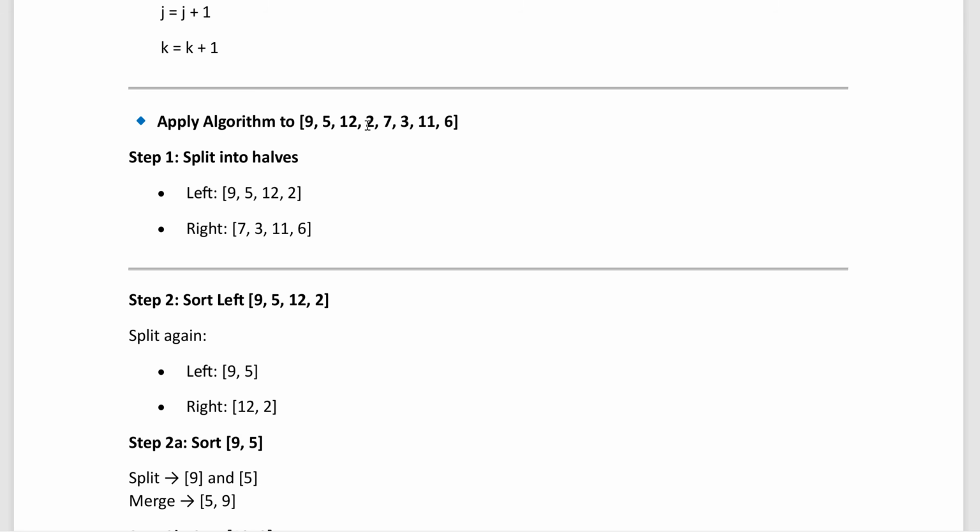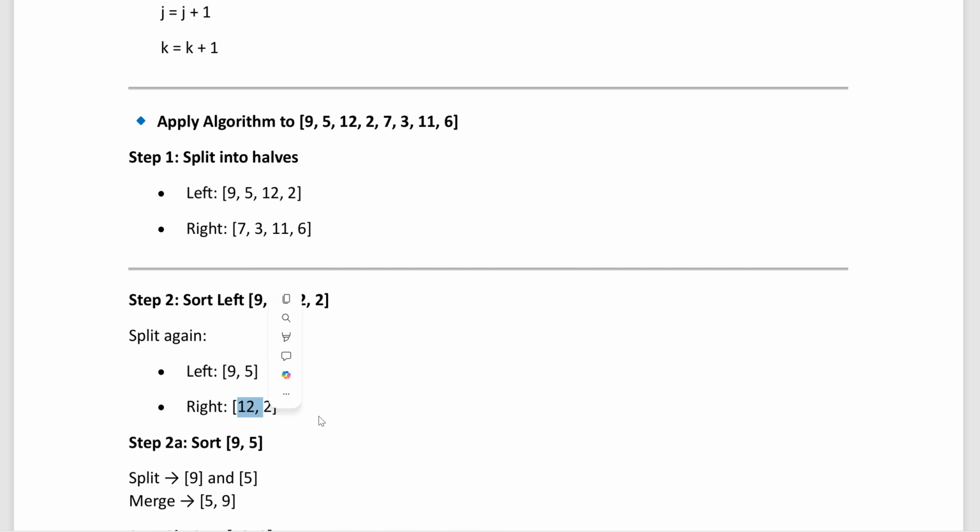This array contains 4 plus 4, 8 elements. So first we split it into two parts. The left array will be 9, 5, 12, 2 and the right will be 7, 3, 11, 6. Now we have to sort the left half first. Again, you split the left half into two halves. It will result in left 9, 5 and right 12, 2, right?